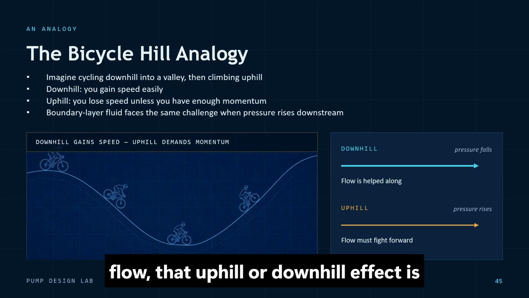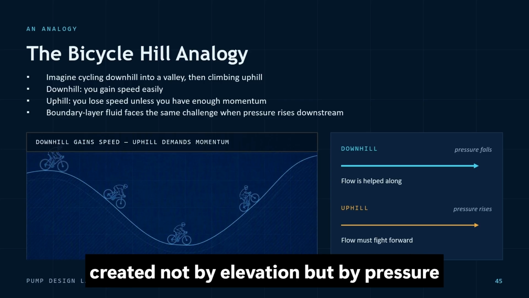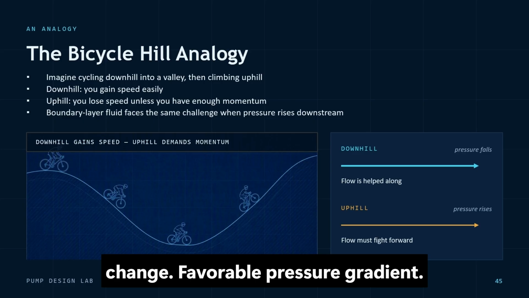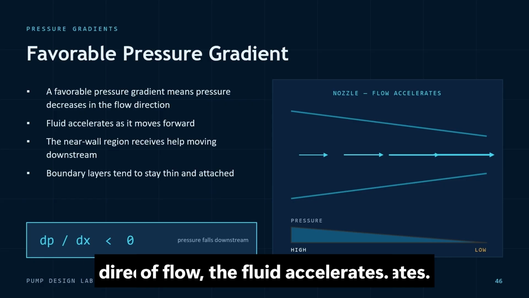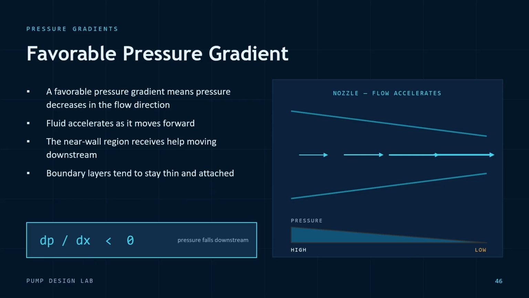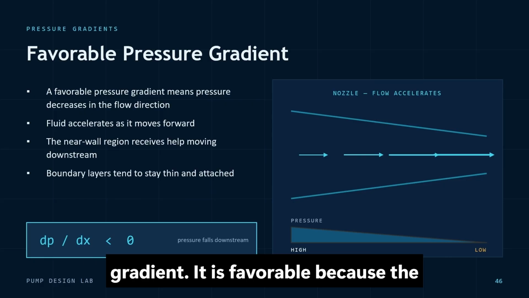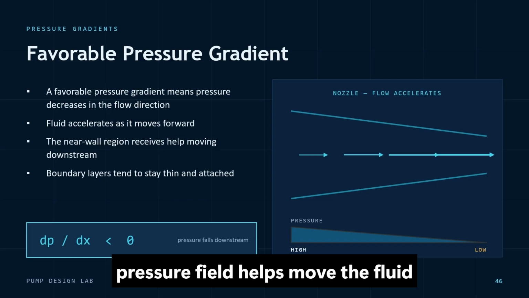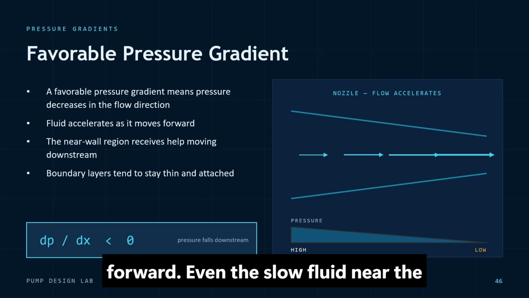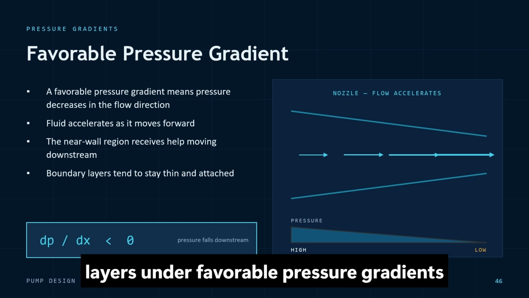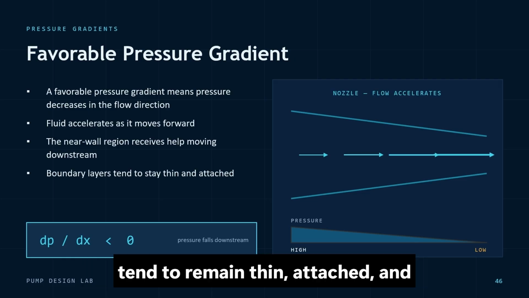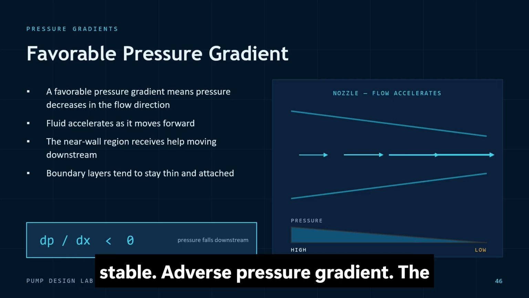In fluid flow, that uphill or downhill effect is created not by elevation, but by pressure change. Favorable pressure gradient. When pressure decreases in the direction of flow, the fluid accelerates. This is called a favorable pressure gradient. It is favorable because the pressure field helps move the fluid forward. Even the slow fluid near the wall receives assistance. Boundary layers under favorable pressure gradients tend to remain thin, attached, and stable.